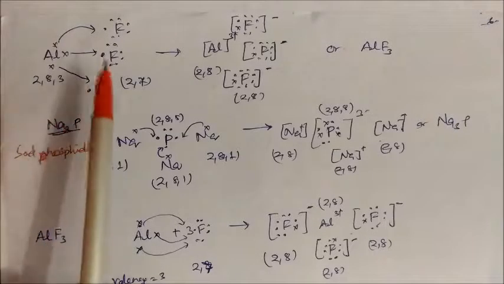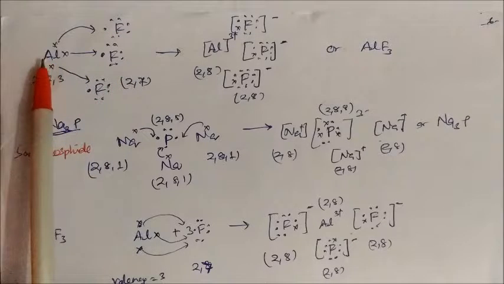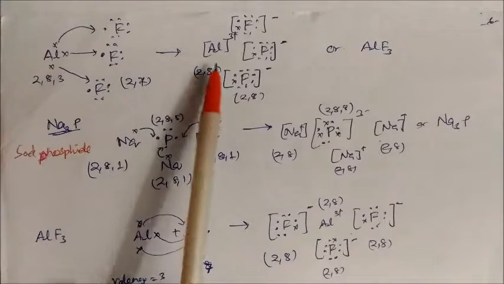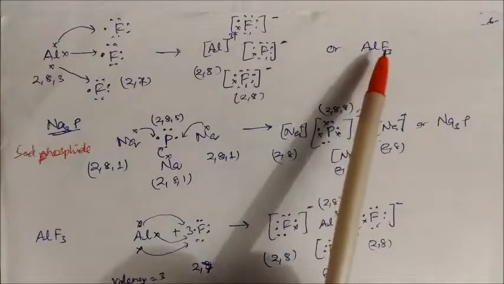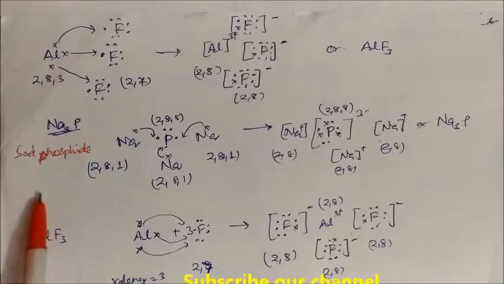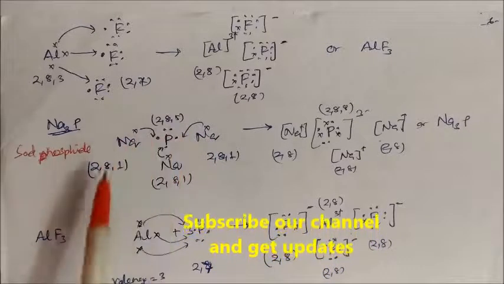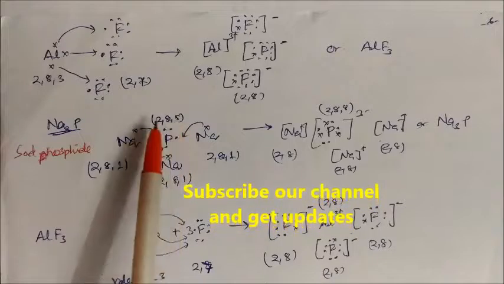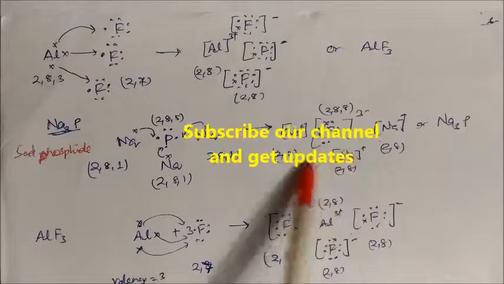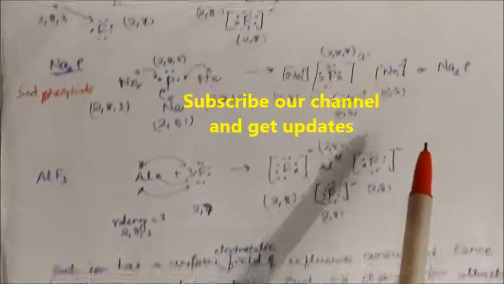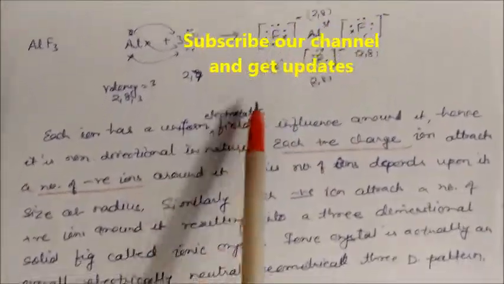Similarly, in aluminum fluoride there are 3 fluorine atoms, each having 7 electrons. Aluminum gives 1 electron to each of the three fluorines, so aluminum becomes tripositive and each fluorine gets 2 8. So the formula is AlF3. Similarly, in sodium phosphide, sodium has a single electron and phosphorus has 5 electrons. Three sodium atoms give electrons to phosphorus. Phosphorus attains the configuration 2 8 8 from 2 8 5, and sodium becomes 2 8. So they are getting inert gas configuration. The formula is Na3P. AlF3 we have already written.